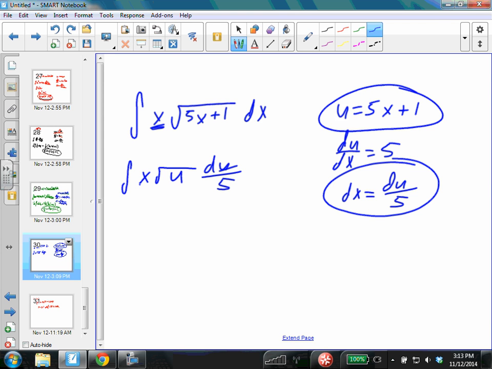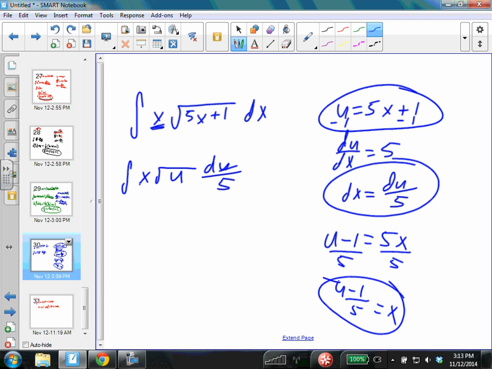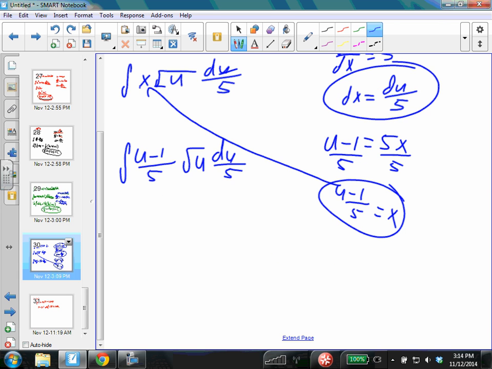So I'm just going to take that and subtract 1 from both sides, and that'll give me u minus 1 is equal to 5x. And then if I divide by 5 on both sides, that means (u minus 1) divided by 5 is equal to x. I'm going to take that and plug it in there, and this is going to be math magic, right? So there's (u minus 1) over 5 times the square root of u times the change in u over 5. And now everything I have up here is in terms of u. I have nothing but u's.